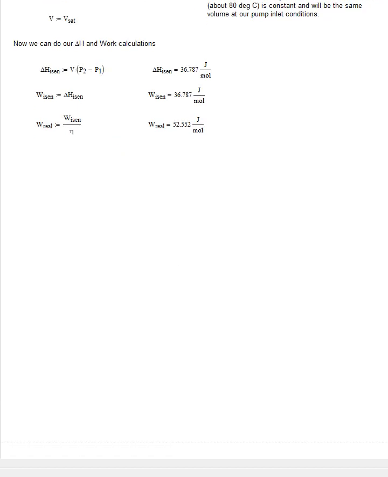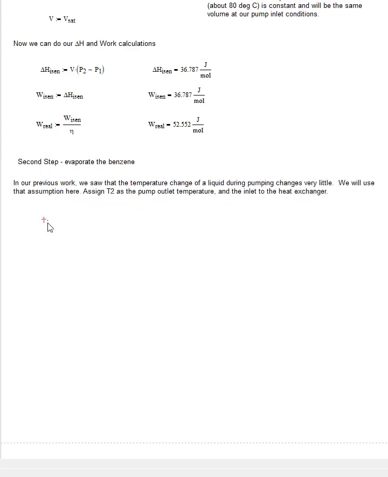Now we have to go to the second step, which is evaporating the benzene in this heat exchanger. If you don't remember, a counterflow heat exchanger usually has concentric tubes, one tube inside of another. You have benzene flowing in the inner tube and steam flowing in the outer annulus. One is flowing in one direction, the other is flowing the other direction. That's what counterflow means. So we're going to evaporate the benzene.